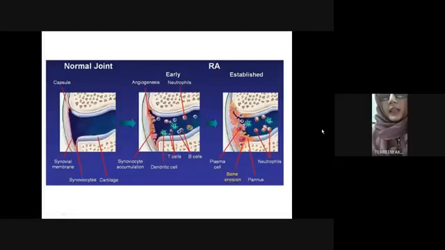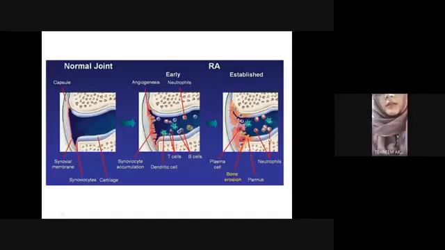Here you can see three types of joint. First is the normal joint, and second is the early stage of rheumatoid arthritis, in which the T cells and B cells are activated, dendritic cells are also activated, and angiogenesis and neutrophils form. And the third is the advanced, established stage. In this, neutrophils and pannus accumulate, and bony erosion occurs.